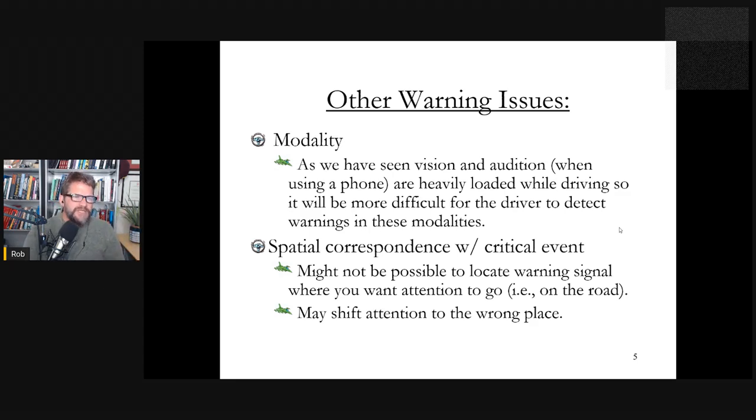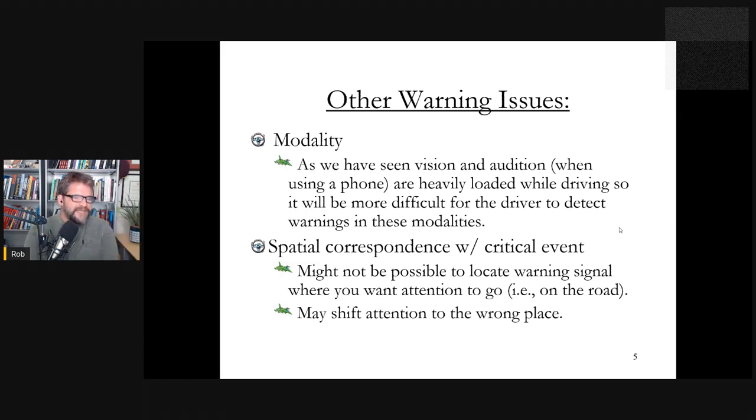Another problem can be the spatial correspondence between the critical event and the warning. Imagine I'm going to signal a collision by vibrating the gas pedal, the accelerator pedal. You're driving along, and the vibration on your foot signals something happening out there. Obviously, those two things aren't happening in the same place.